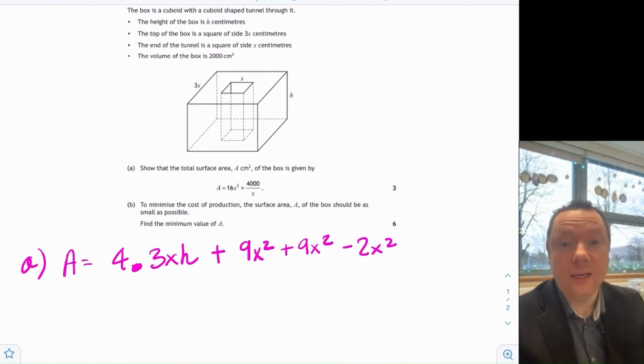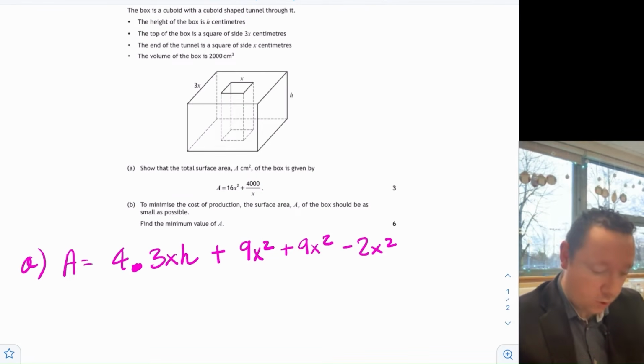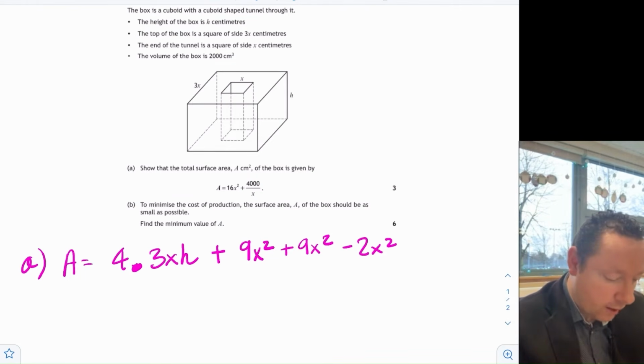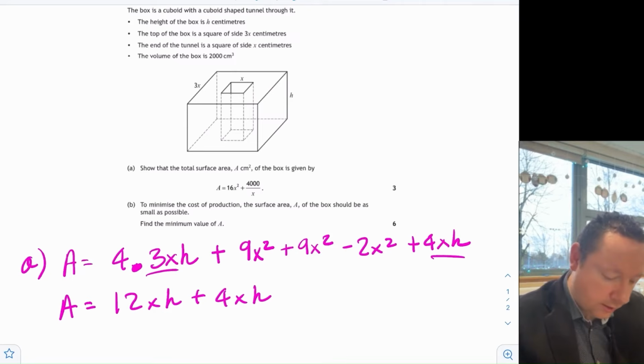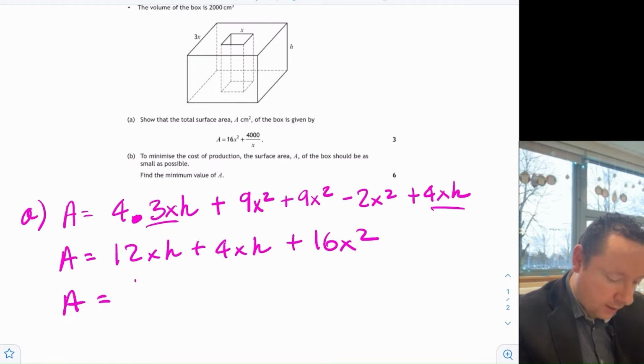And then the bit that everybody always forgets, I almost forgot it, there's a surface inside this tube as well, so I need to work out what that surface is. Well, there's going to be 4 of them, and it's just going to be x times h. So plus 4xh. Tidying all that up a little bit, my area is 12xh plus 4xh. That's just my first and my last one. And then my x squareds, 18 minus 2 is 16x squared. Or my area is 16xh plus 16x squared. If you can get that far, you're getting a mark.